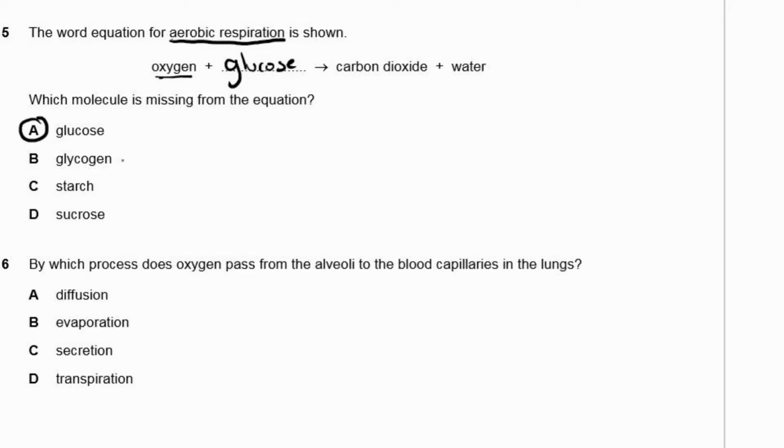Now it's not glycogen, because that's the storage form of glucose in animals. And starch is a storage form of glucose in plants. And sucrose is a disaccharide. It's basically plants transporting sugars.